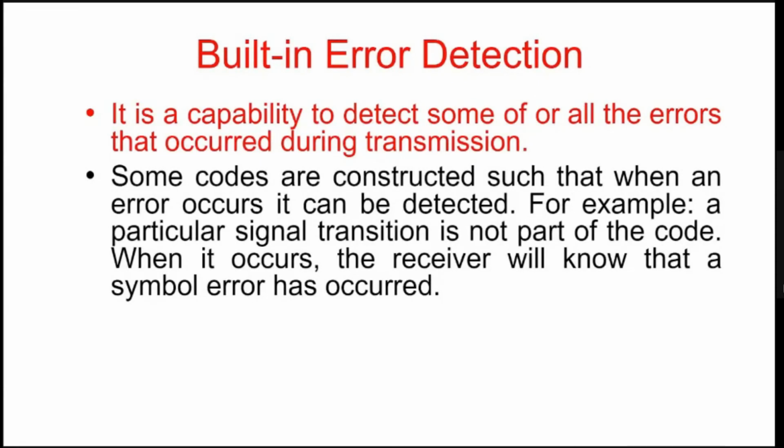So it continuously checks the signal codes, whether they are valid or not. When an unwanted code is received, the receiver can identify that a symbol error has occurred. So this is called the built-in error detection method.